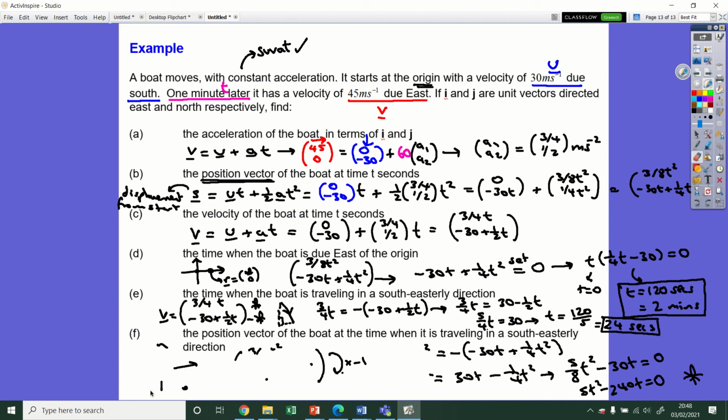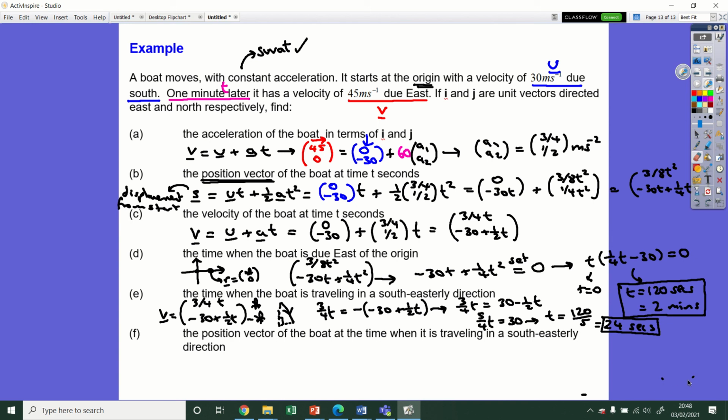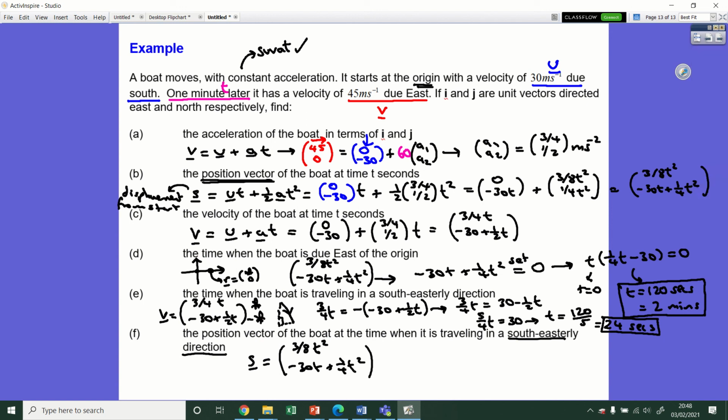Okay, we could have done this a lot more simply. Very frustrating. That's okay. We can do this very quickly at the end. Okay, I should have maybe read this question a bit more carefully. So we've got from part E the time that we're traveling in this southeasterly direction. And then this is the direction again. We know the time. I just want the position vector at this time. So we need our position vector: 3/8 t squared minus 30t plus a quarter t squared. And then all we've got to do is put in when t equals 24.